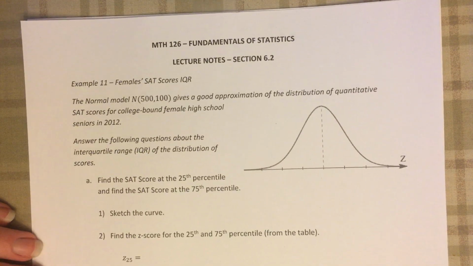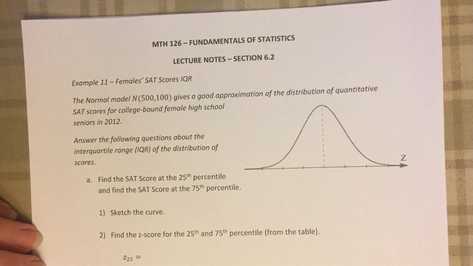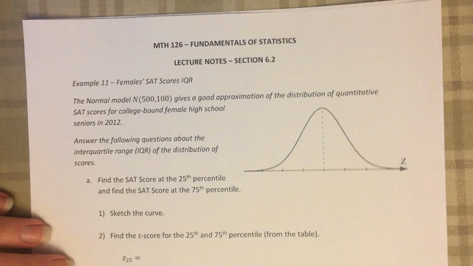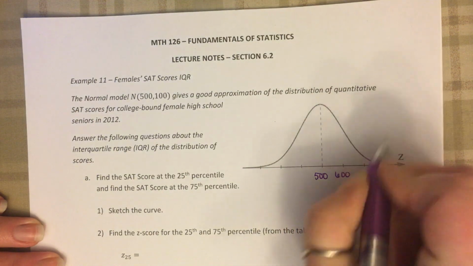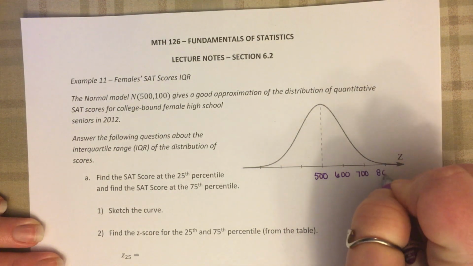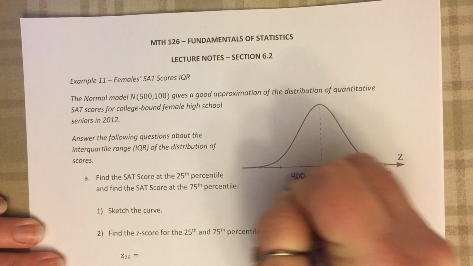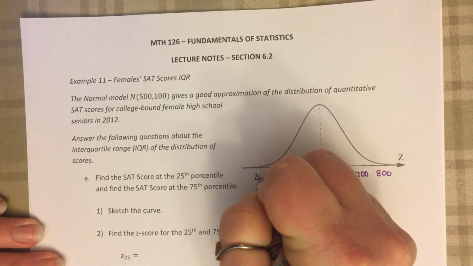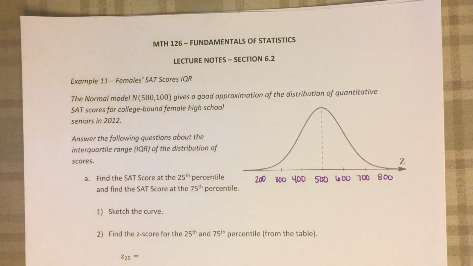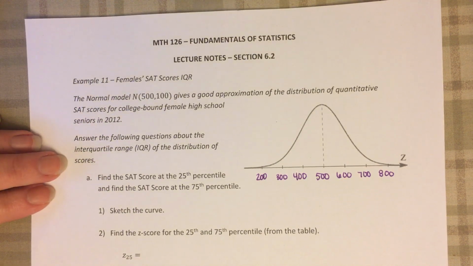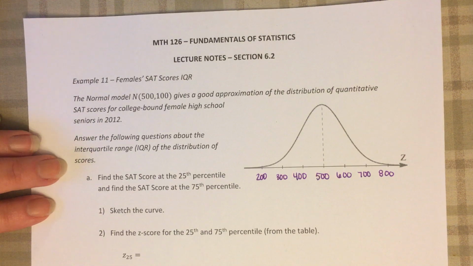All right, working through example 11 on the next page. We are going to use the same normal model just because it's nice, easy numbers to work with. So we're going to start by labeling our picture. Our mean is 500, our standard deviation is 100. In this particular problem, we are asked to answer the following questions about the interquartile range of the distribution of scores.